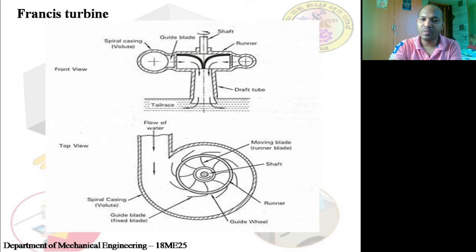Is that clear? The moving blades are free to move, whereas the guide vanes are fixed in motion. So this is the difference. This sets up very high velocity, and Francis turbines have a higher capacity of producing electricity. The efficiency of Francis turbines is much higher than other types of turbines. That is one of the reasons why people go for Francis turbines compared to the rest of the turbines.